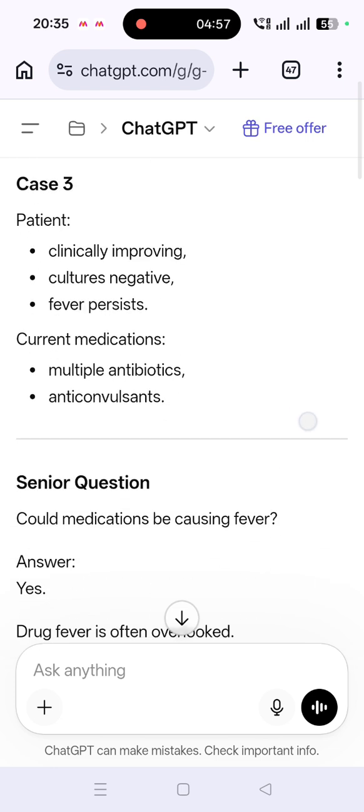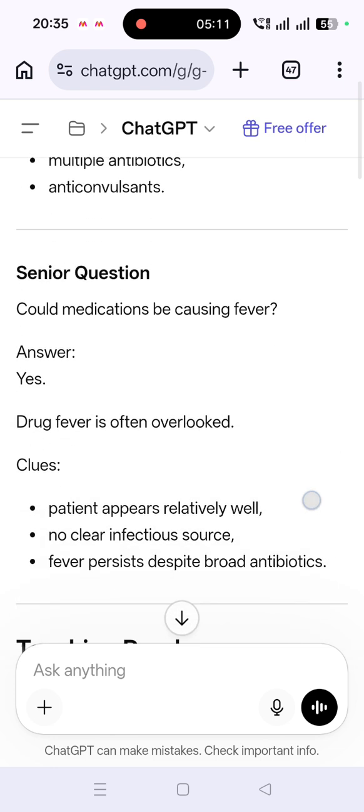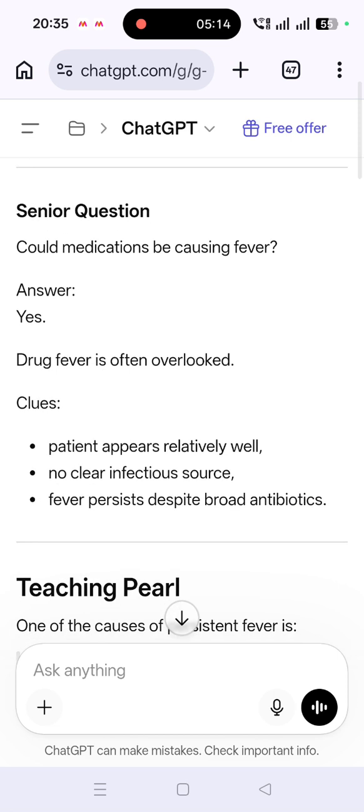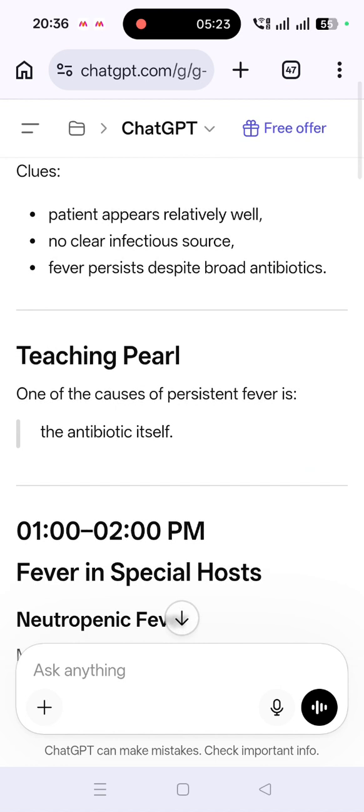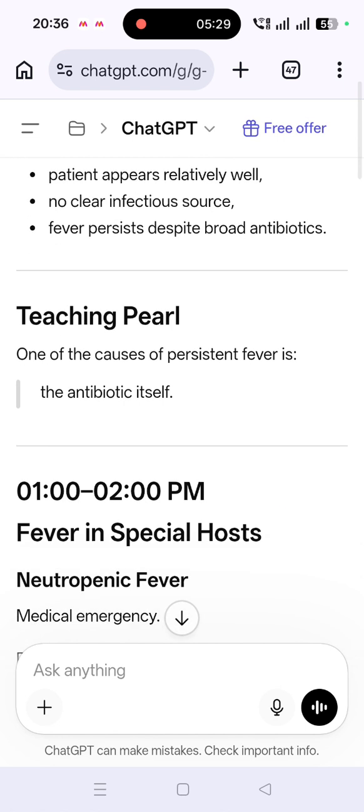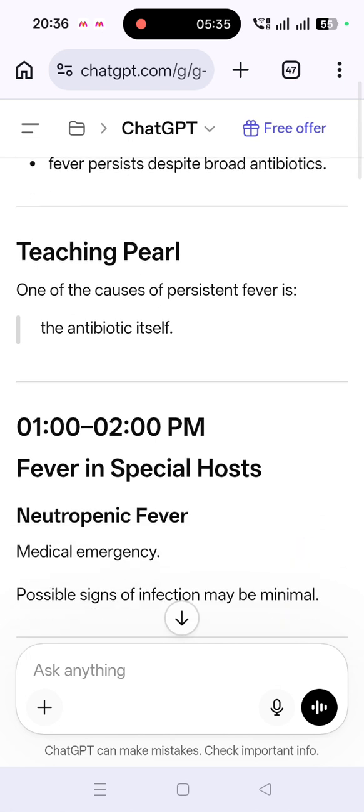So what is drug fever? Coming to case 3, where the patient is clinically improving, cultures are negative, but fever persists. The current medications are multiple antibiotics and anticonvulsants. So a senior may ask, could medication be causing the fever? Yes. Drug fever is often overlooked. Clues: the patient appears relatively well, there is no clear infectious source, and fever persists despite broad antibiotics. So the teaching pearl is that one of the causes of persistent fever is the antibiotic itself.